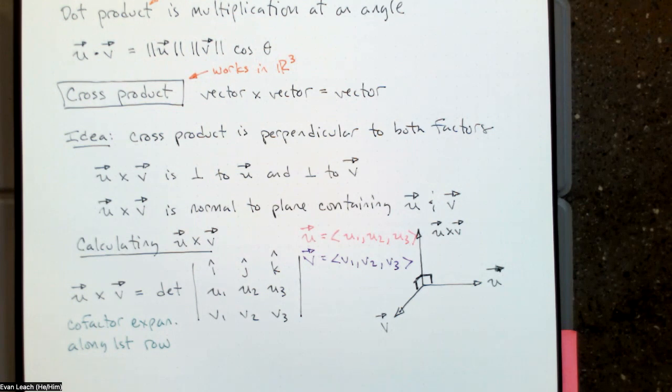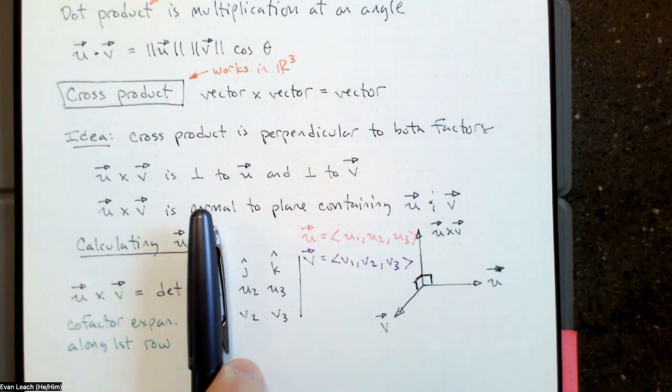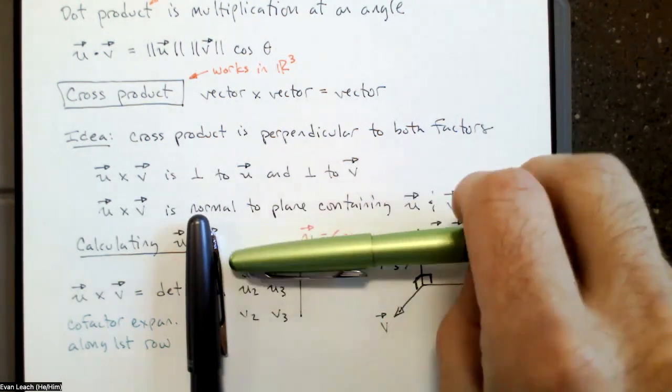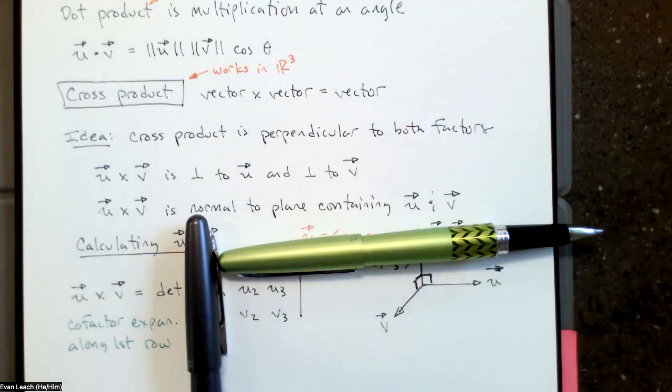Cofactor expansion along the first row. So let's do that calculation. The first thing we need to do, when you have a matrix and you want to find the determinant, is find the cofactor of an entry: you take out the row and the column containing that entry. And what's left is the cofactor. So we're going to have the determinant of that.